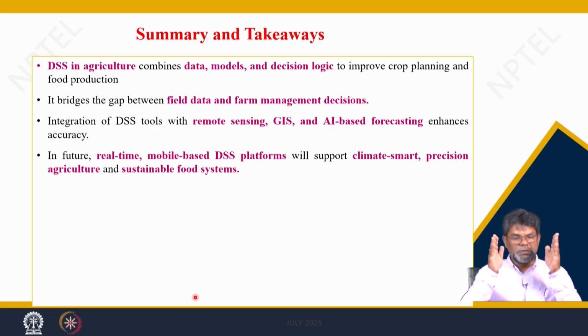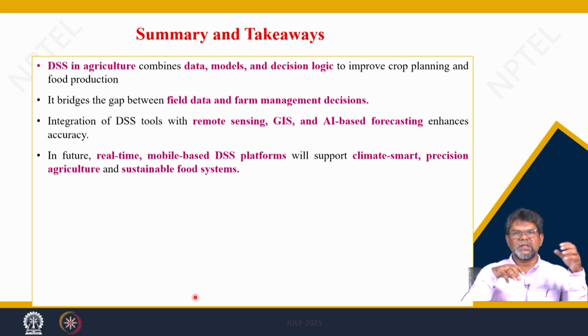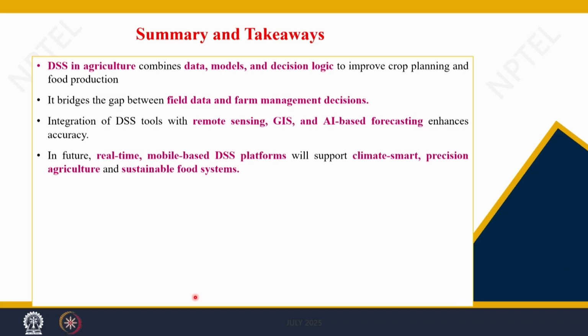And in future, real-time mobile-based DSS platforms will support climate-smart precision agriculture and sustainable food production. Because now some models may not work on mobile because they are very powerful and need some programming. If it can be simplified, then mobile-based platforms can be used for real-time irrigation management. But running the model on a mobile platform, if that becomes a very robust platform, then we can run it. It does not matter whether it is mobile, you can go to computers, you can run the models and give decisions to the farmers.